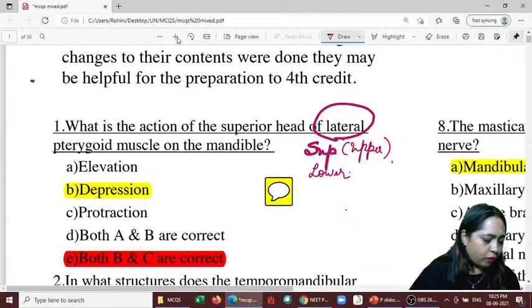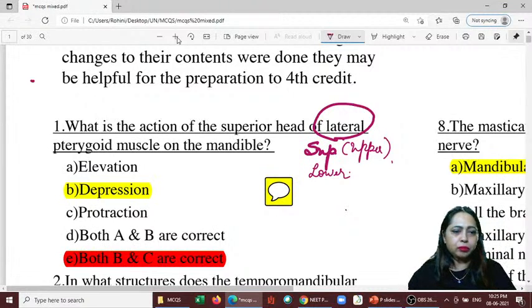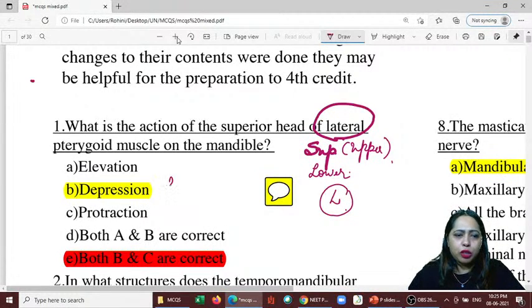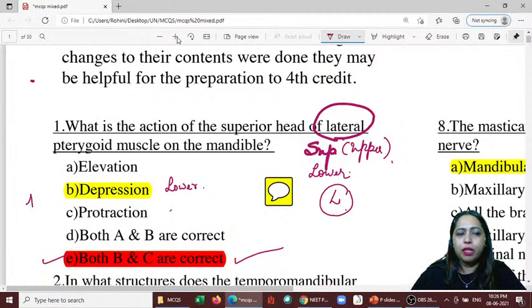of lateral pterygoid? Anybody? See the lateral pterygoid, you remember L. Lateral pterygoid will do depression or lowering of the mandible. But it will also do one more action, that is protraction. That is pushing the lower jaw, that is the mandible, forward. So that is protraction of the mandible, and depression of the mandible, it does. So the answer, both B and C are correct. So this is the answer. The answer for the first one is E.